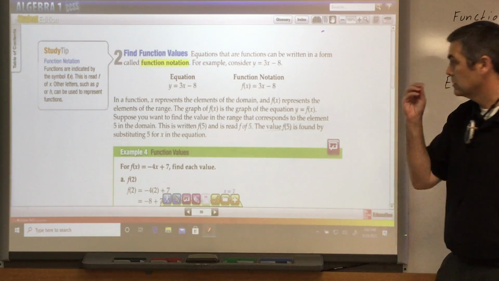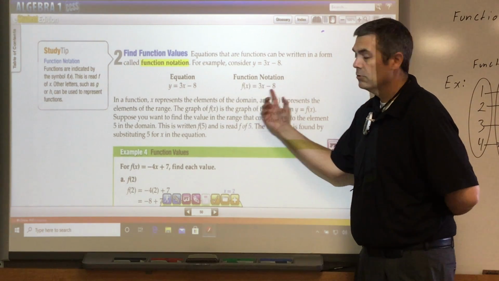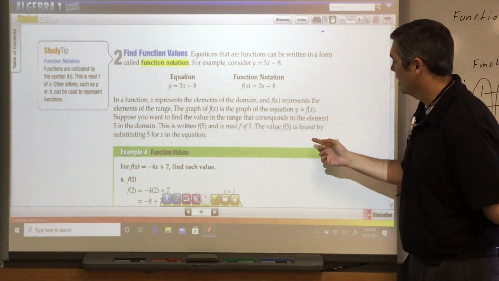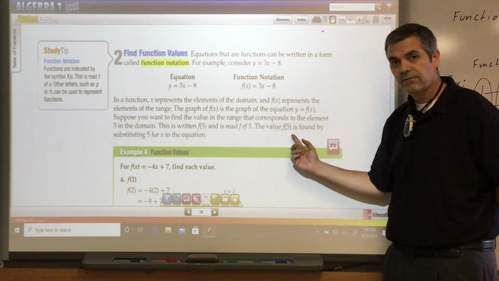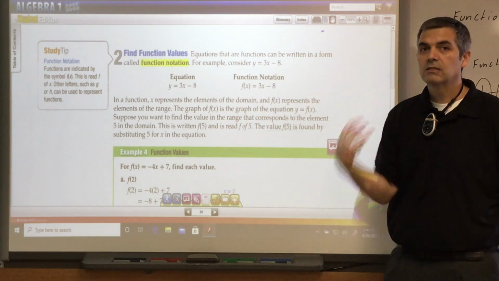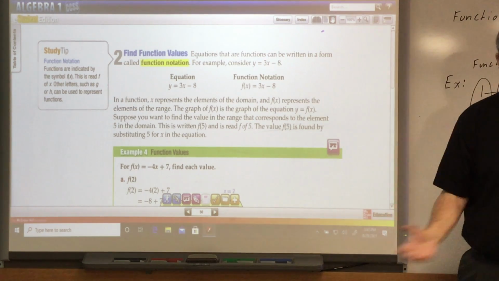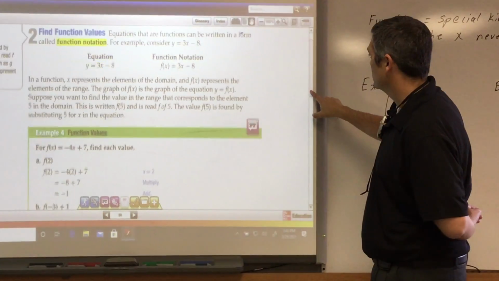What does that mean? Okay, so what that says, if they give you this, f of 5, and this was your function, they're saying, hey, find the function of x when x is 5. So you're going to take that 5, substitute it in, and solve for it. That's all they're saying. It's not as bad as it looks.